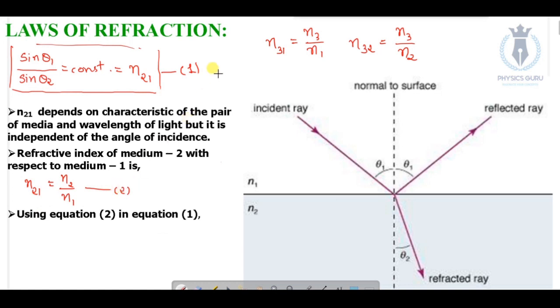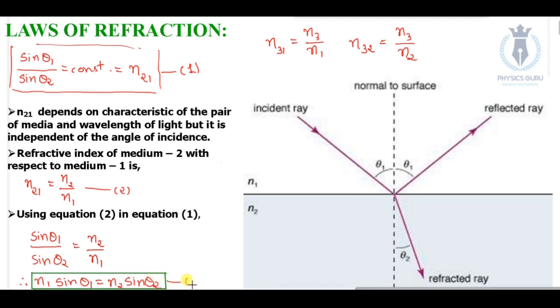Now if we use this second equation in equation 1, we get sin theta 1 upon sin theta 2 is equal to N2 upon N1. And if we rearrange terms, we get N1 sin theta 1 is equal to N2 sin theta 2. We say this equation as equation 3, and this equation 3 is known as the equation of Snell's law.